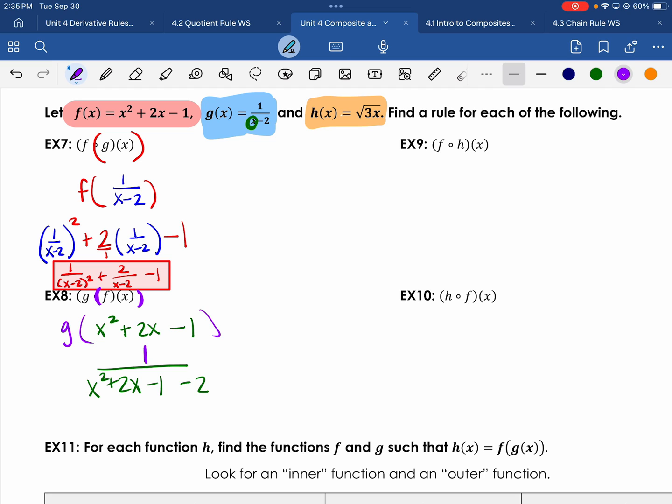All right, so the 1 was from the original. The fraction is from the original. The minus 2 is from the original. The x squared plus 2x minus 1 is what's getting replaced for the x.